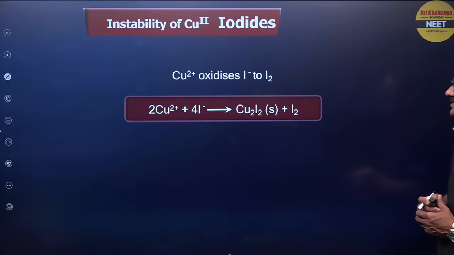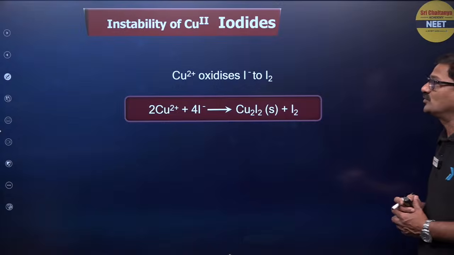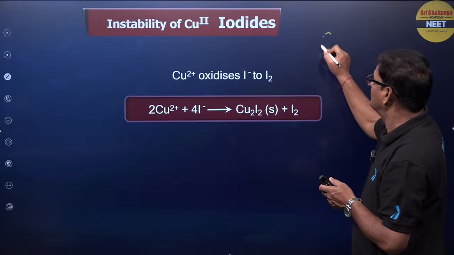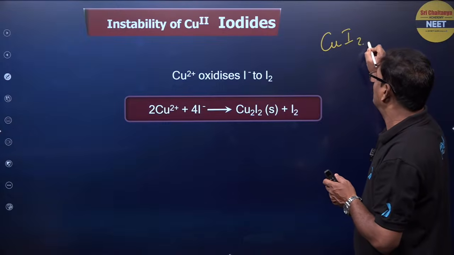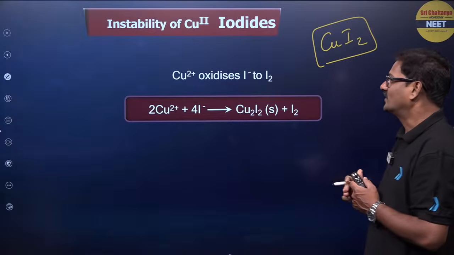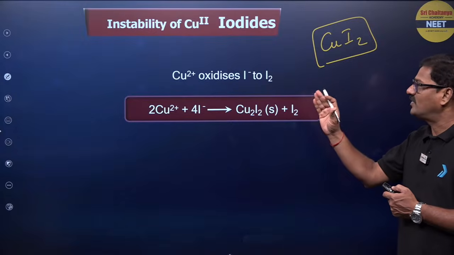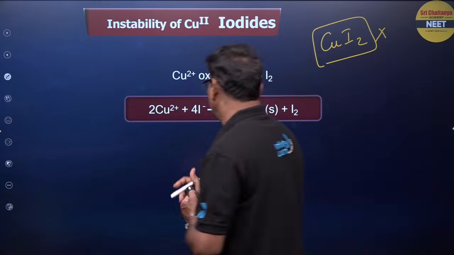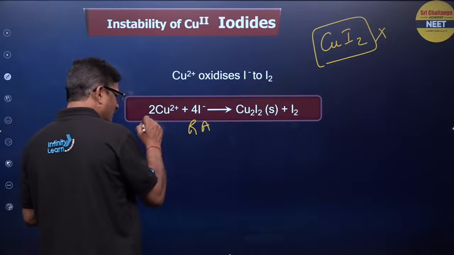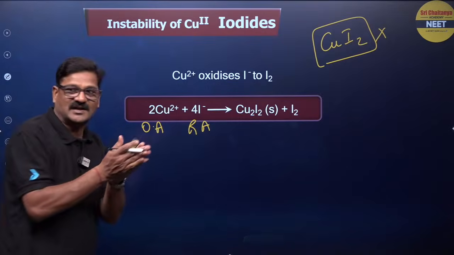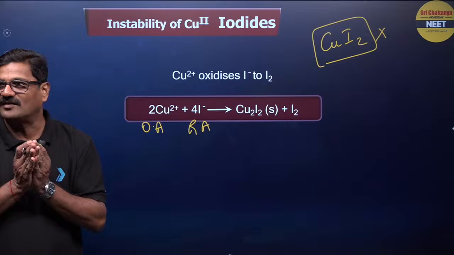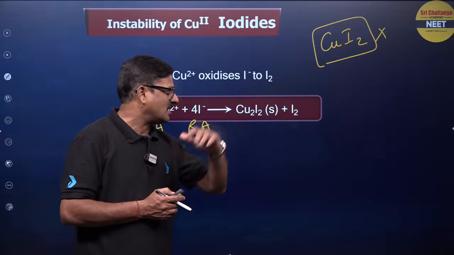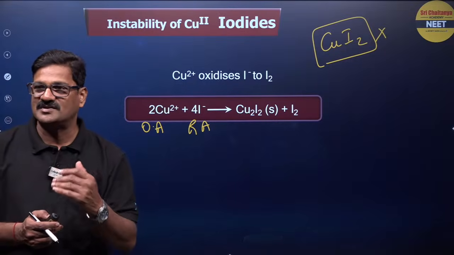And also you can see instability of copper iodides. This is a so dangerous concept. So I mean to say CuI2. Cu2+ oxidizes I minus to I2, so CuI2 doesn't exist, because one is going to be a reducing agent and the other an oxidizing agent. दोनों साथ कैसे रहेंगे? They cannot stay together. So they are going to get Cu2I2 plus I2. So iodine is going to be disproportionated.